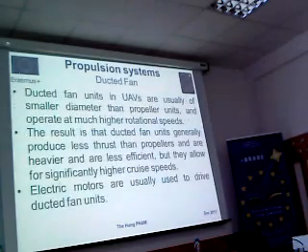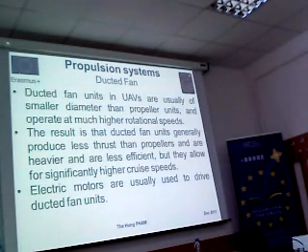The ducted fan units in UAVs usually have smaller diameters than propeller units and operate at much higher rotation speeds. The result is that ducted fan units usually reach less thrust than propellers and are heavier and less efficient, but they allow for significantly higher cruise speed. Electric motors are usually used to drive ducted fan units.